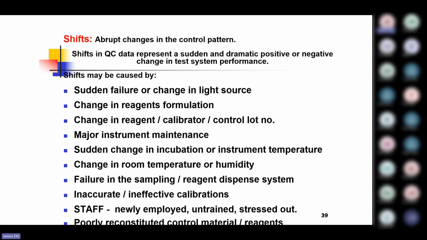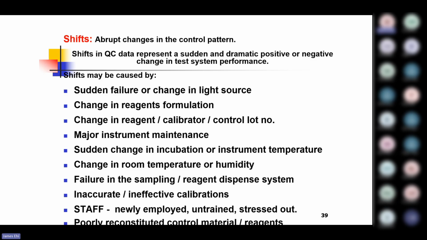could be caused by sudden failure, change in light source, change in reagent formulation, because there are some new formulations. But good enough, most manufacturers of reagents are now coming up with accompanying control and calibrator material, such that new formulations will require a new formulation of calibrator also. If not, new formulation most of the time can produce a shift. Changes in reagent or calibrator or control lot can also cause this.